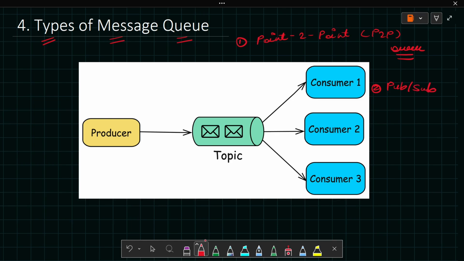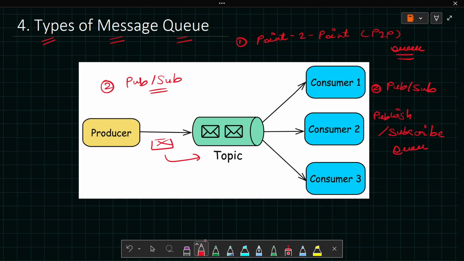What is the meaning of pub sub? Pub means we have a publisher, and sub means we have a subscriber, which means a publish and subscribe queue. So this one is actually the pub sub queue. How does this model work? In this model, messages are published to a topic.